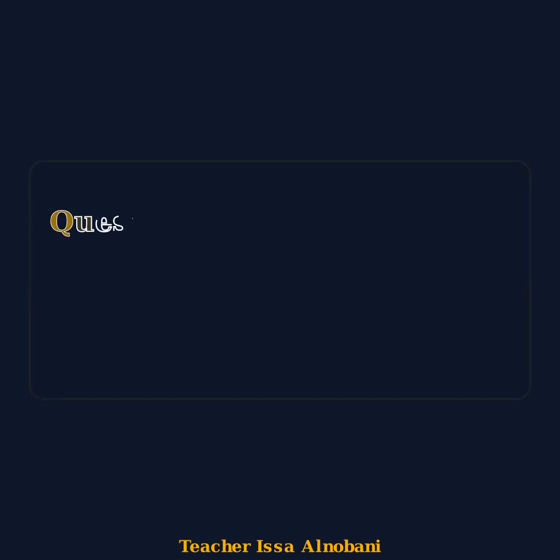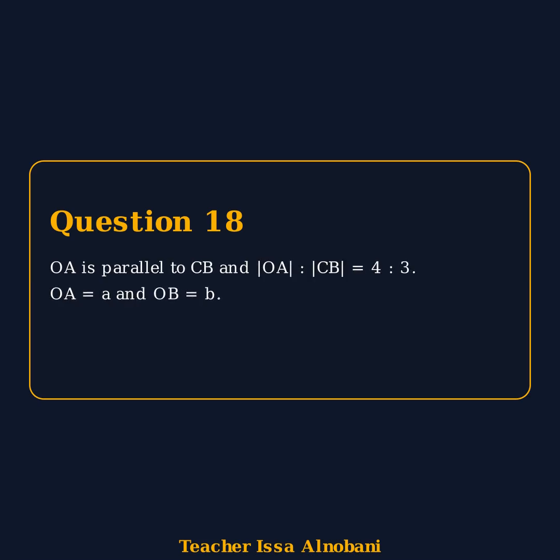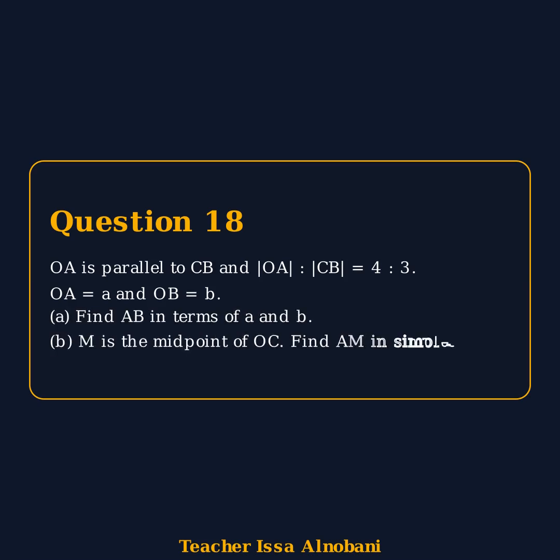Question 18. OA is parallel to CB, and OA to CB is in the ratio 4 to 3. Vector OA is a, and vector OB is b. Find vector AB. Then M is the midpoint of OC. Find vector AM in its simplest form.